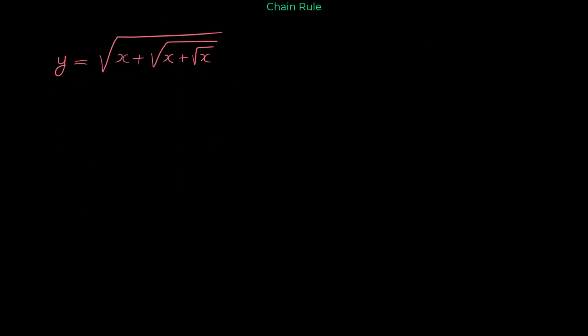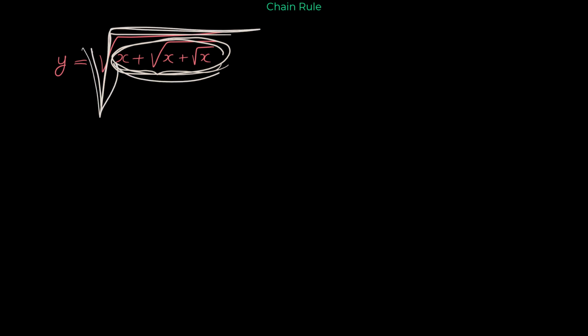Now look at this example. y equals the square root of x plus the square root of x plus the square root of x. Probably it's clear for you that you have to use the chain rule for finding the derivative of this function. This is inside of the radical. The radical is the outside and this expression is the inside.